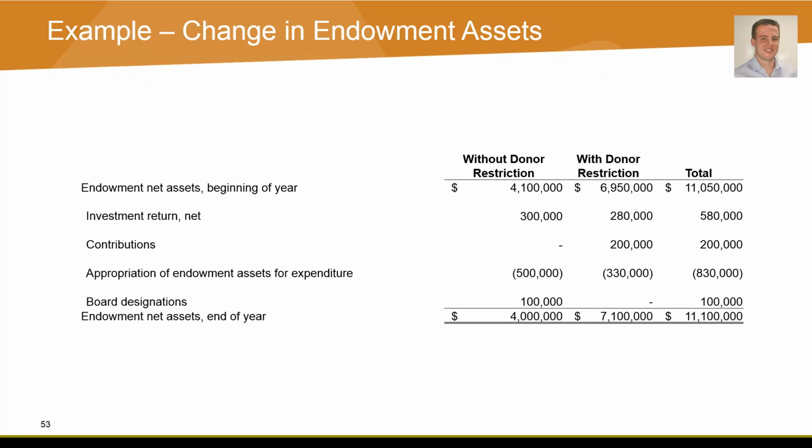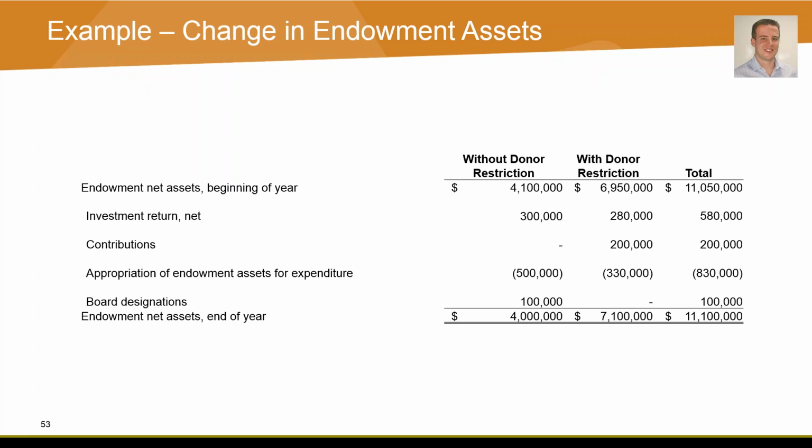And then here's your endowment roll forward that you're used to presenting in your financials, and how it would look differently under the new terminology. So again, we have our two-column approach. This organization has board designated endowment, so that's what's flowing through the without donor restriction line item. It shows your investment return net as one line item. Like I said, that's all you're required to do is present that net with the new standard.